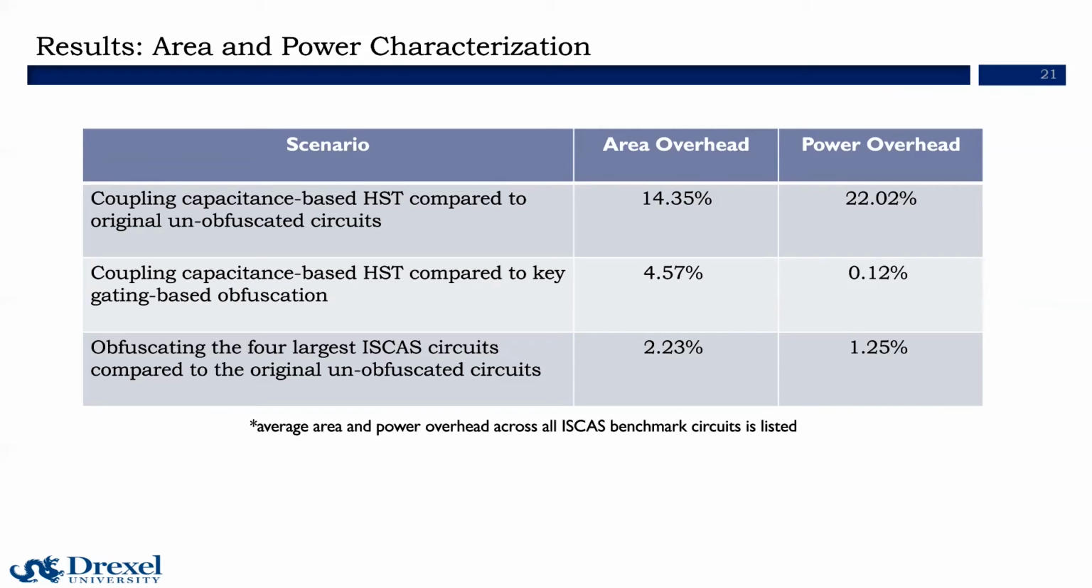Smaller benchmark circuits tend to contribute more towards the overhead, but in practice, IPs tend to be on the larger side. So considering just the 4 largest ISCAS89 circuits, coupling capacitance-based hidden state transitions has an area overhead of 2.23% and a power overhead of 1.25%, significantly smaller than the overall overhead.